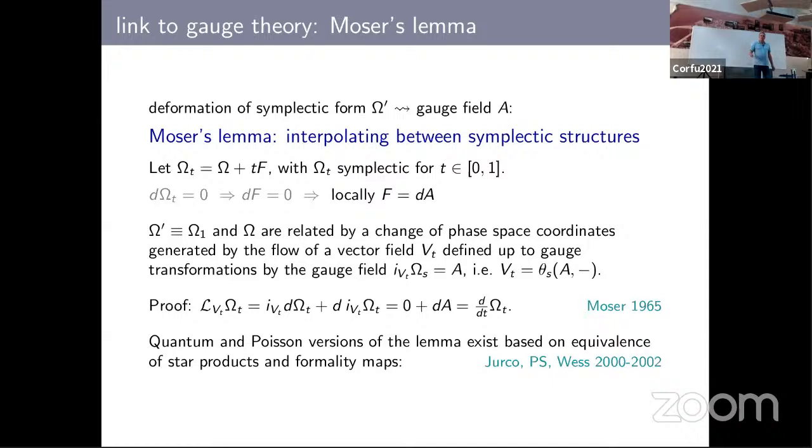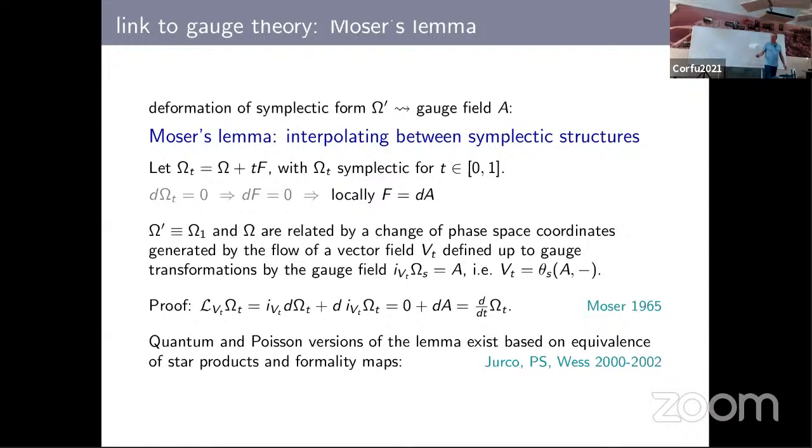The graded versions of this would still continue to work in a graded setting. The proof is identical. And there are quantum versions of this in the star product formalism. And there are Poisson versions of this that we used a long time ago in a work on non-commutative gauge theory.